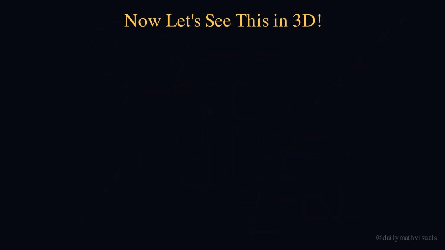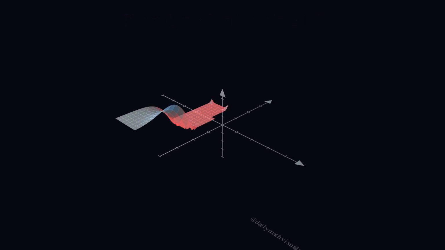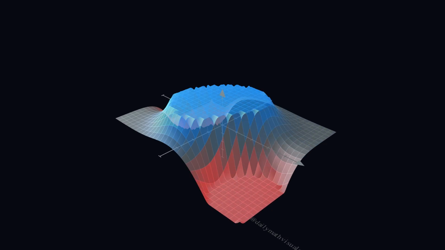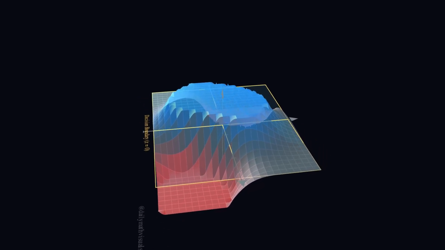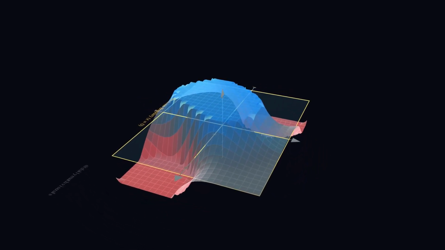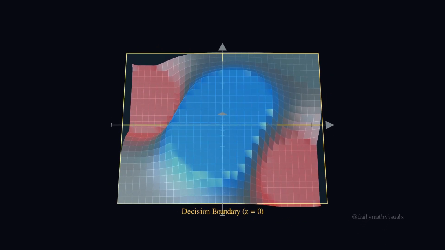Now, let's visualize this force field in 3 dimensions. The height represents the influence score. Blue regions where legitimate emails dominate, red regions where spam dominates. The decision boundary is where the surface crosses 0, where the influences are perfectly balanced. Watch as we rotate around this force field landscape. From above, you can see exactly how this 3D surface creates our 2D boundary.